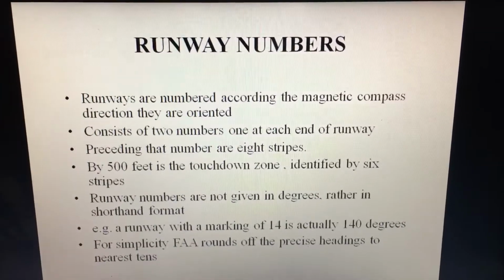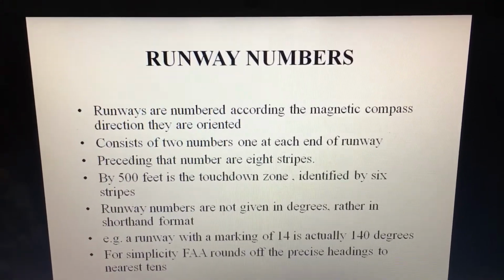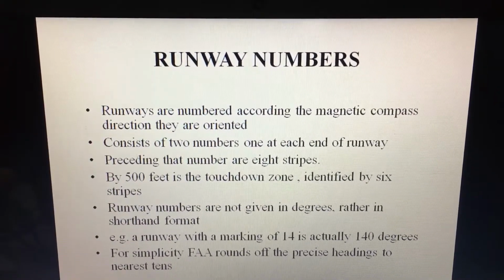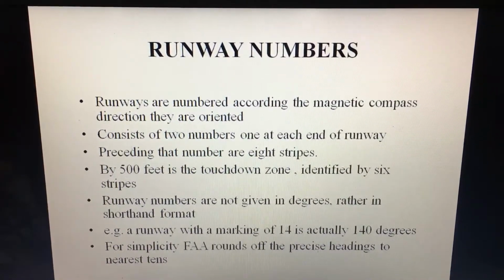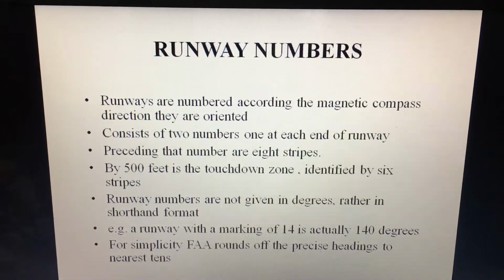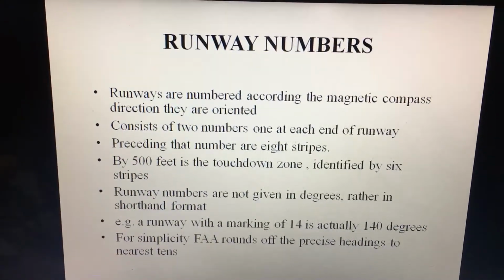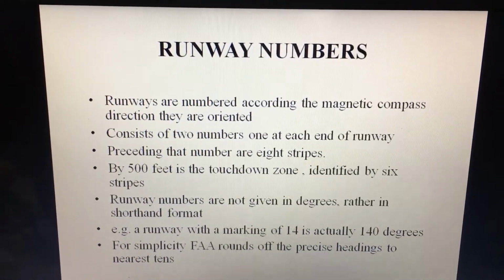Next is the runway numbers. Runways are numbered according to the magnetic compass direction they are oriented. Second, it consists of two numbers, one at each end of the runway. Third, preceding those numbers are 8 stripes. Fourth, at 500 feet is the touchdown zone identified by 6 stripes.